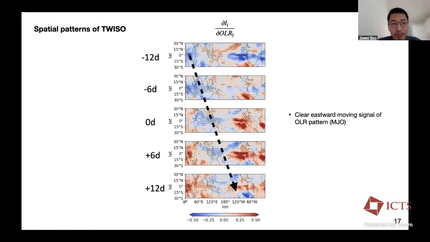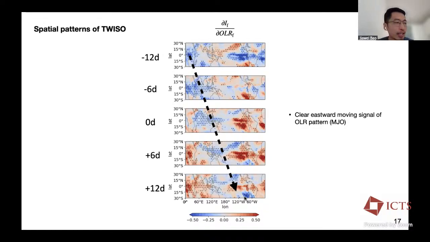Then we look at the same regression analysis, but with the OLR, the outgoing longwave radiation. Again, we do a lead-lag regression from 12 days before to 12 days after. What you see here is that the blue color indicates reduced OLR anomaly, which signifies enhanced convection. And as you can see, there's a very clear eastward-moving signal of the OLR anomaly, which clearly signifies the patterns of the MJO. As we know, the MJO moves eastward.